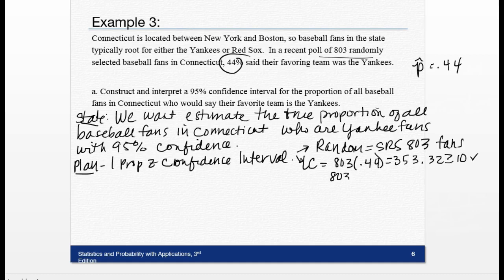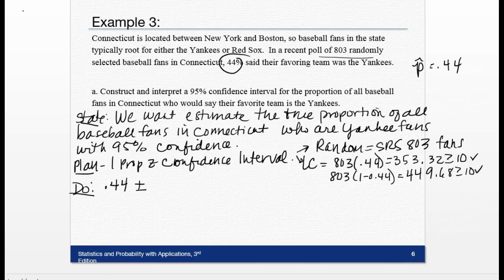Then we do 803 times 1 minus 0.44, and I get 449.68, greater than or equal to 10. So we passed both conditions, and I've shown my work for the conditions. Now the do step. All right, start with my point estimate, 0.44, plus or minus.